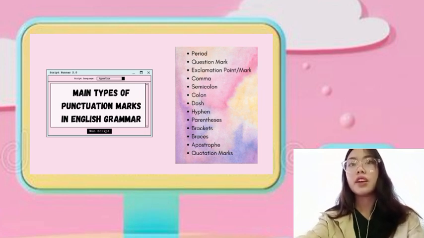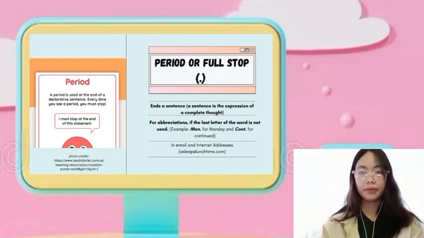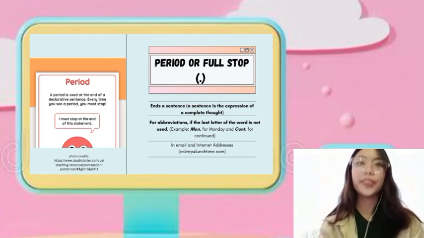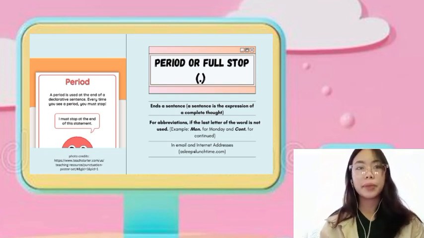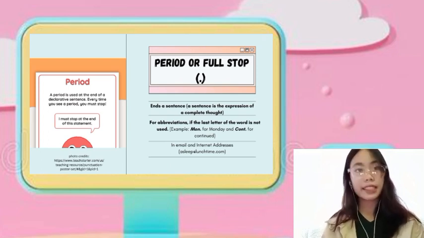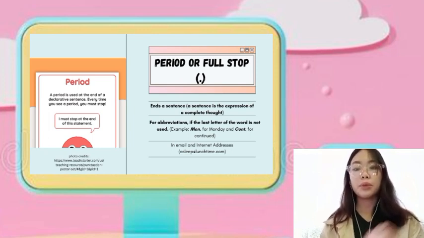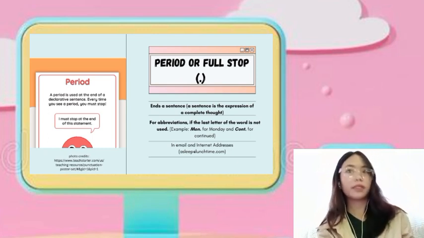Let's proceed to the first one. What is period? Okay, period or full stop. Period ends a sentence. Please do remember that a sentence is the expression of a complete thought. So it has sense or meaning, it is understandable, it has a point. So we should end a declarative sentence with a period so that we can move on to the next point.